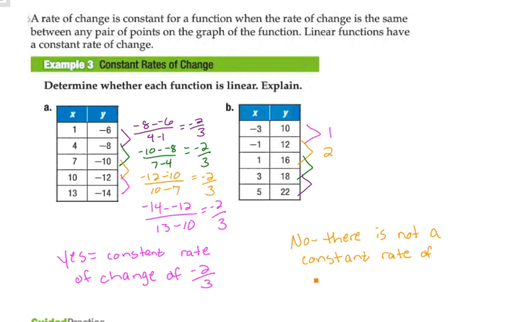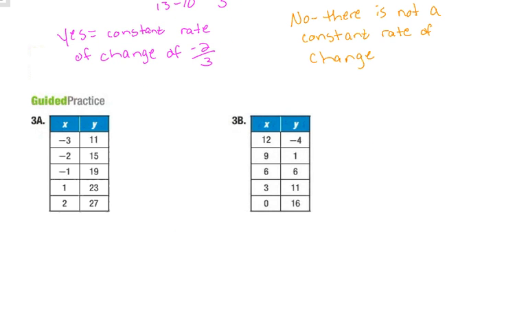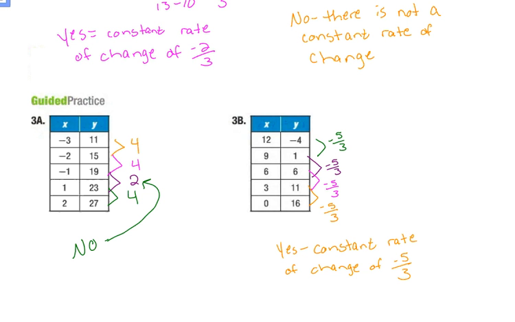Okay, so how do you test for a constant rate of change? You go through and make sure that that rate is the same between every single one of those values. And now it's your turn to try. Okay, 3A came very close, but we had that one little oddball that made it a no. All right, looking at 3B, we did have a constant rate of change of negative 5/3.